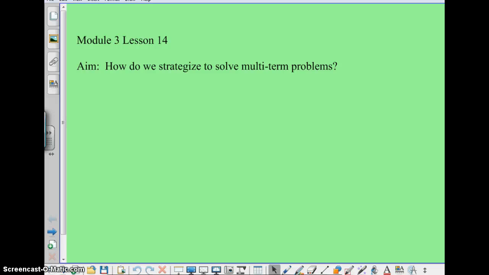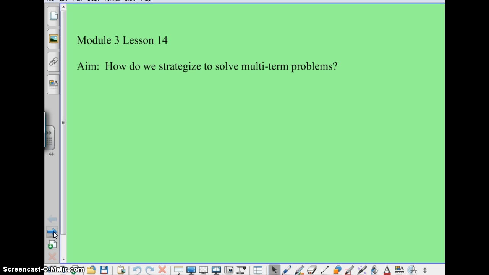So here we are, lesson 14 in module 3. Our aim is how do we strategize to solve multi-term problems. Multi-term is going to mean different denominators, and also different operations, addition and subtraction. There's a lot going on in this lesson, but it's really not that confusing at all. We just have to pay attention. We just have to stick together on this one.